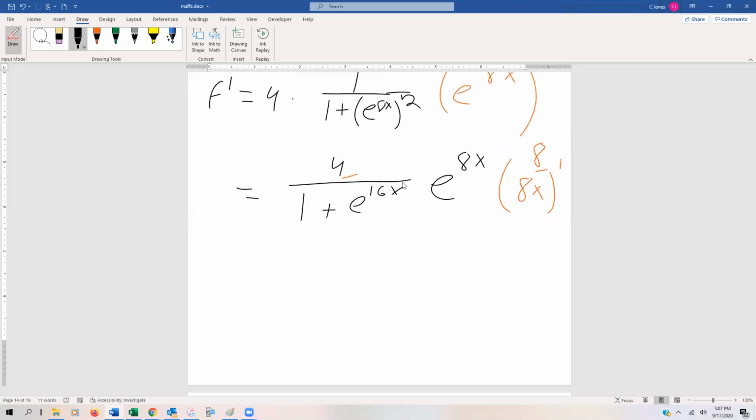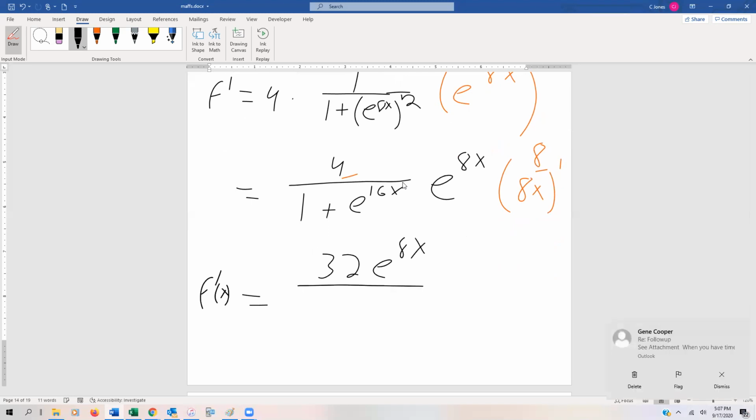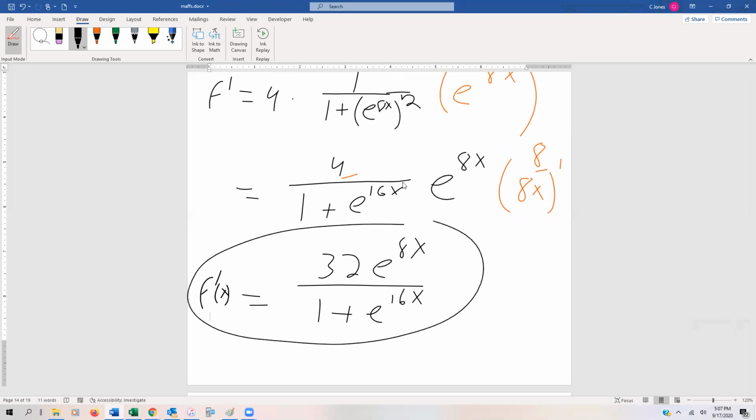And so our final answer for this derivative, f prime of x, is going to be 32e to the 8x divided by 1 plus e to the 16x. We can't simplify that any further. So this is going to be the final answer that we get from that derivative.